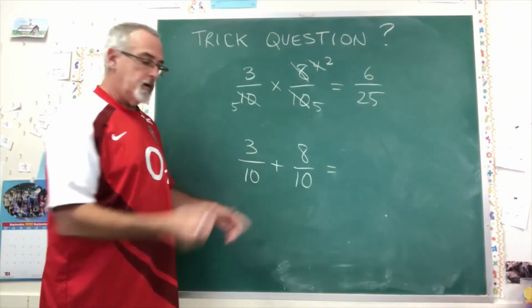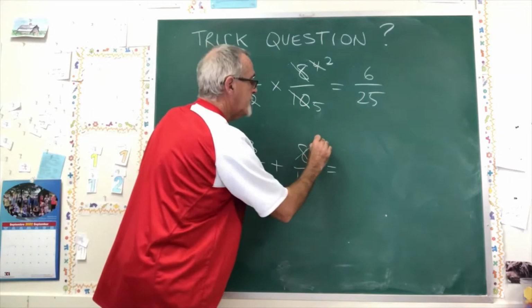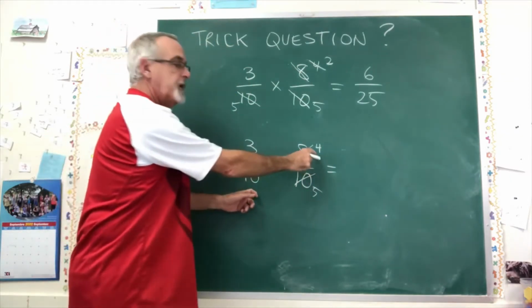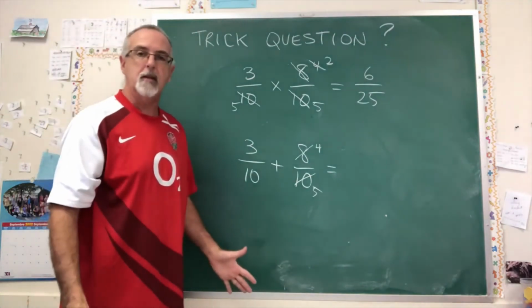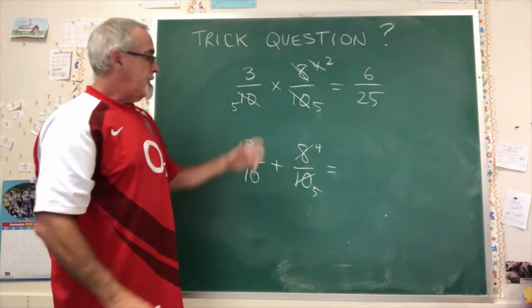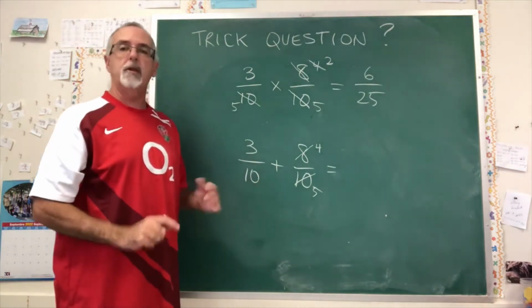8 and 10 have a common factor of 2. 8 divided by 2 is 4, 10 divided by 2 is 5. It looks a lot like this one. But 10 and 4 have a common factor of 2, and I can't cancel. You can only cancel diagonally like that when it's multiplication. With addition, subtraction, division, you can't.